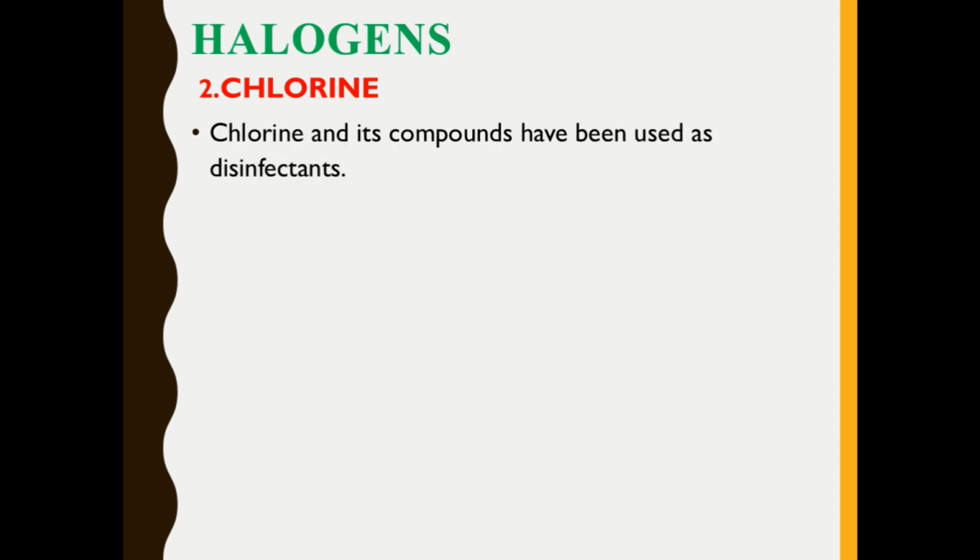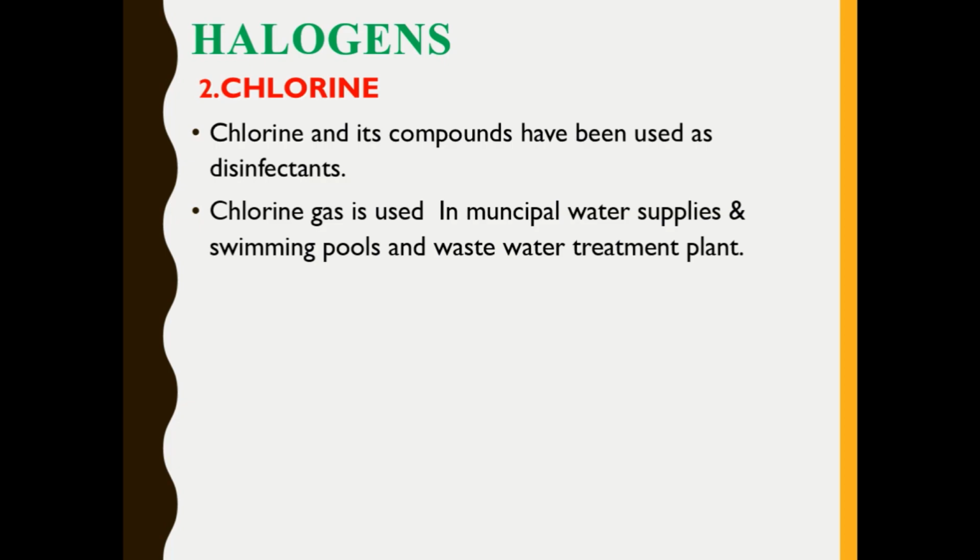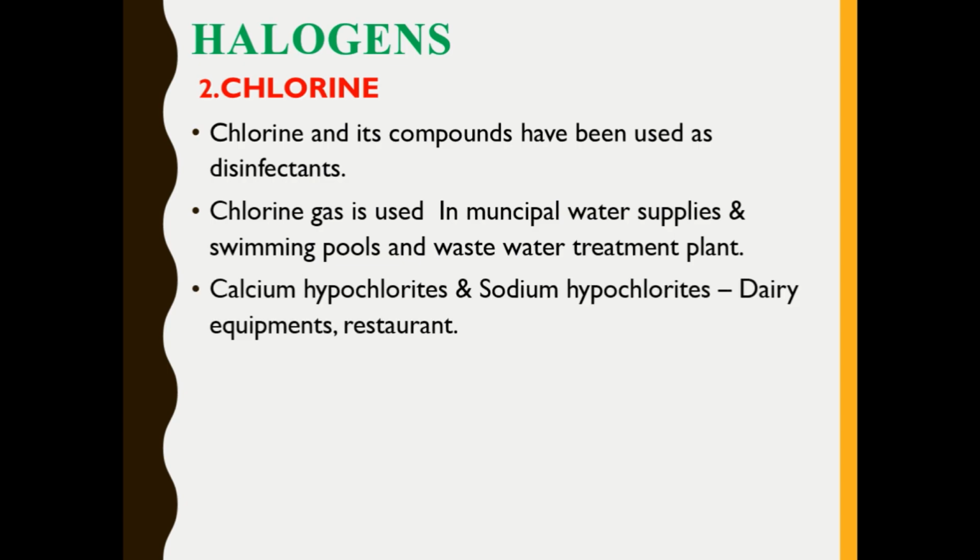Chlorine and its compounds have been used as disinfectants. Chlorine gas is used in municipal water supplies, swimming pools and wastewater treatment, and this is the chlorine commonly used in gas form. Secondly, in addition to plain chlorine gas, we are also commonly using calcium hypochlorite and sodium hypochlorite. These are compounds of chlorine which release chlorine when they are added, and they are commonly used in the disinfection of dairy equipment and restaurants.